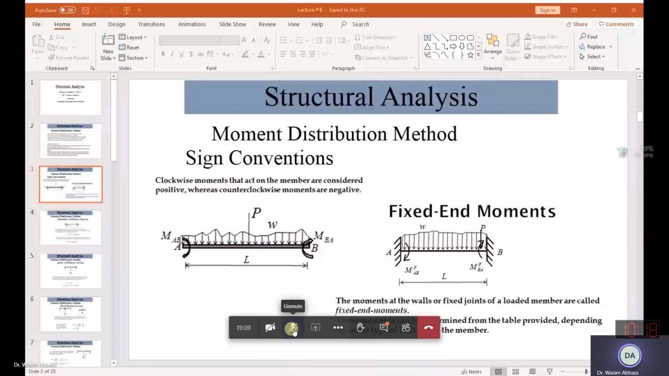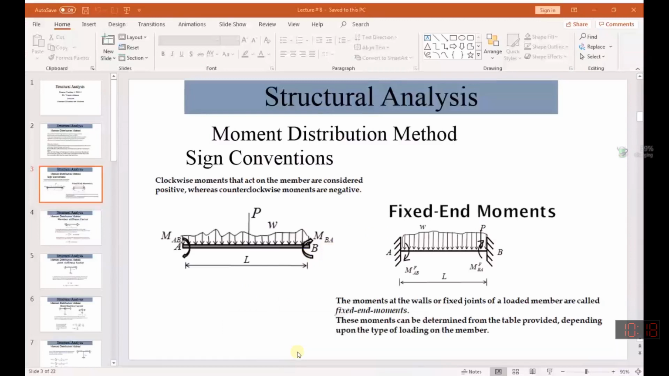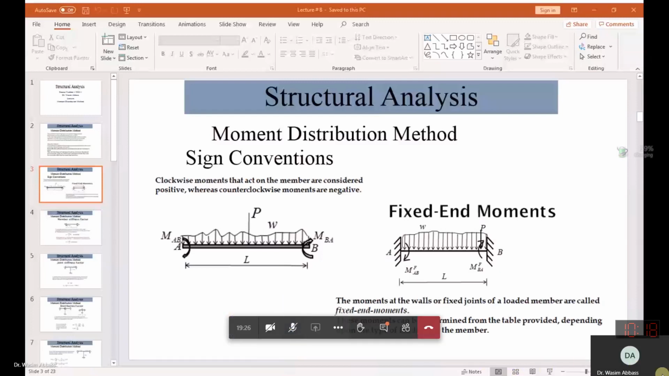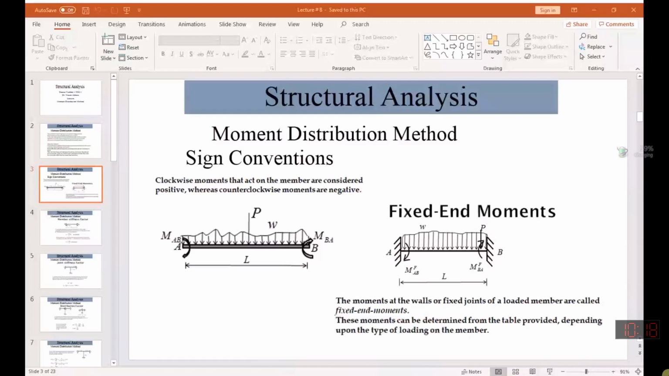66. Roll number 66. 67. What is your name? Hamza. Okay. 68. 69. 68 present. What is your name? Ayan Iqbal. Okay. Roll number 69. Present sir, 69. What is your name? Abdul Hasib. Okay. Roll number 70. Sir, roll number 70 present. What is your name? Jawad Ahmed. Okay.